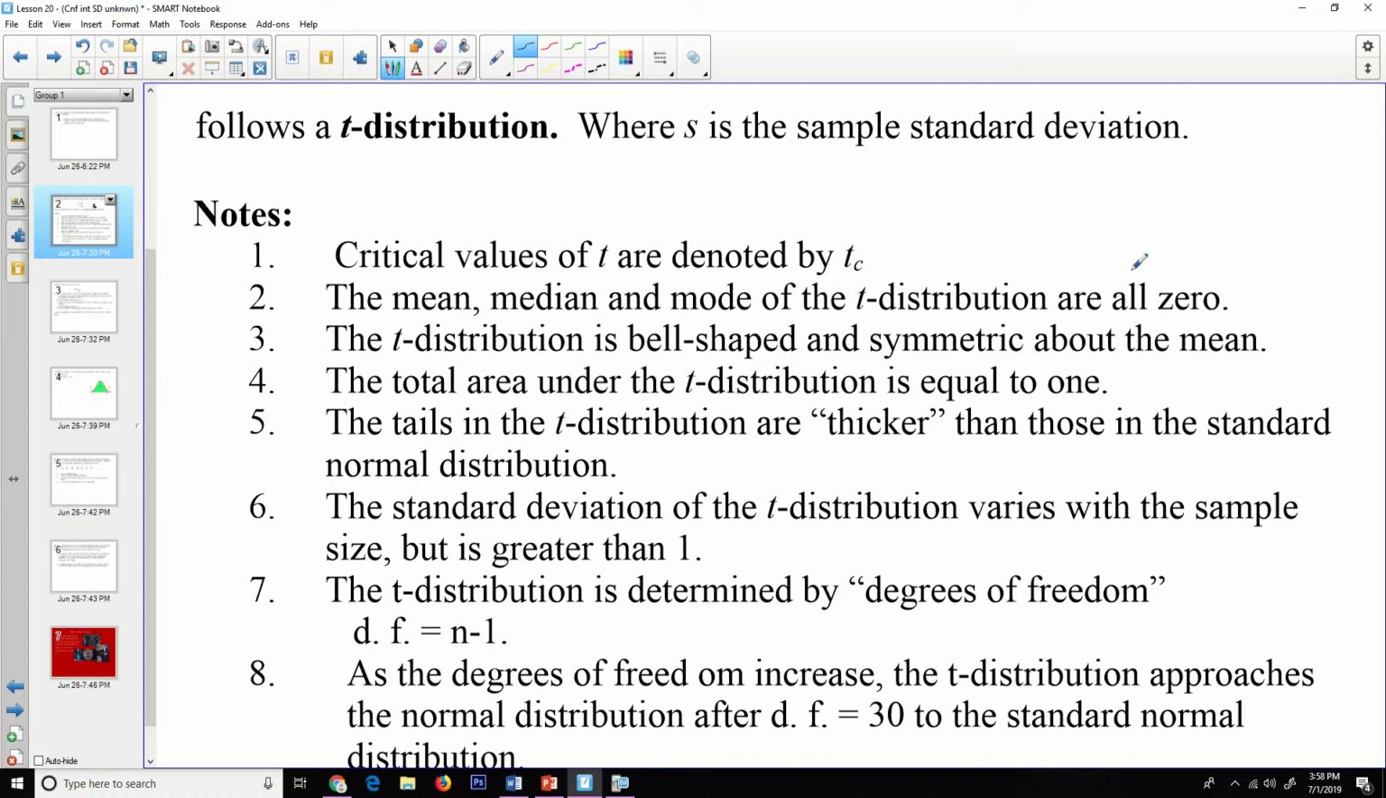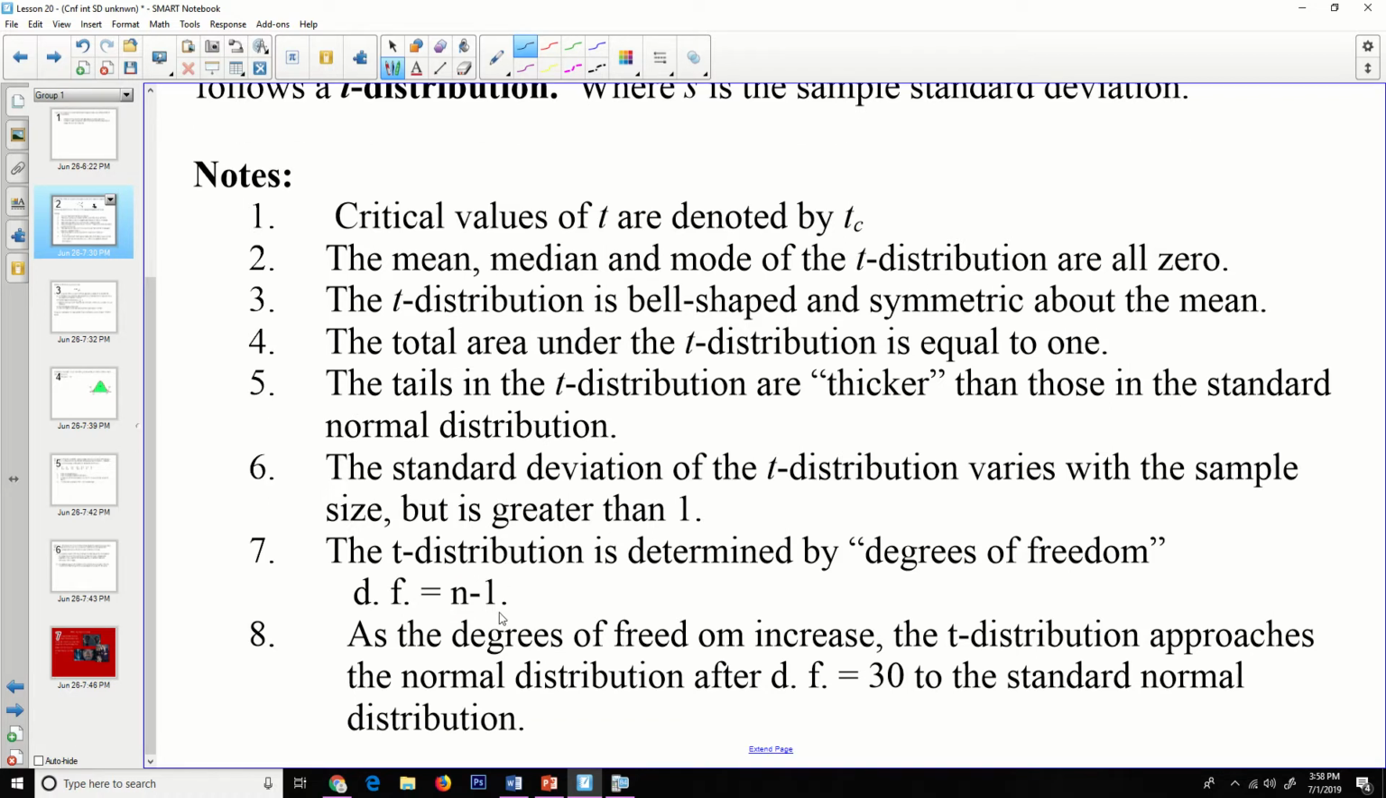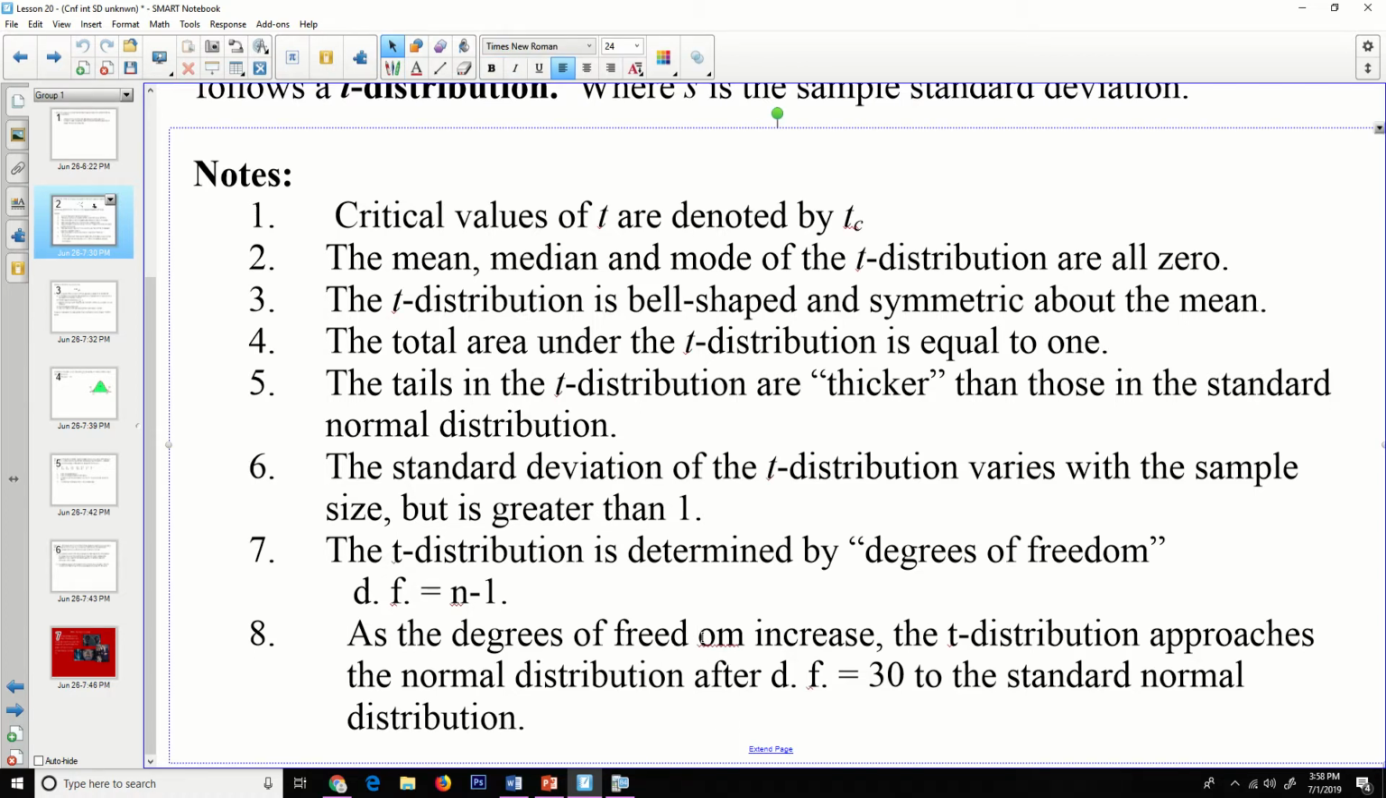The t-distribution is determined by the degrees of freedom, and the degrees of freedom are calculated by the number of elements in the sample minus 1. As the degrees of freedom increase, the t-distribution approaches the standard normal distribution, especially after degrees of freedom equal to 30.